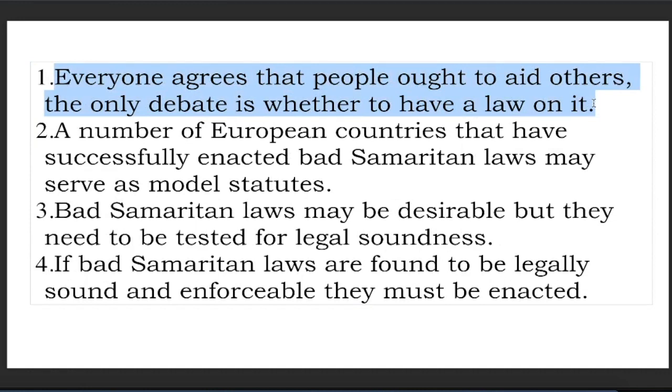Everyone agrees that people ought to aid others. The only debate is whether to have a law on it. If you just read the paragraph, you know this is definitely wrong, right? Why? Because not everyone agrees. Only some people, remember, feel that obligation, and whether to have the law on it or not is not the debate. The debate was whether it can cross those three challenges. So in case you selected this as your answer, you have missed a major point of the paragraph, right?